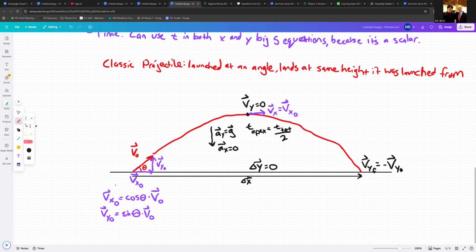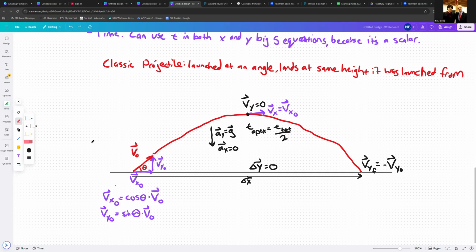Even though it went up and then came back down, displacement does not care about the path you took in between. Displacement only factors in or calculates the difference between your starting and ending position. And in the y direction, that is 0. You end in exactly the same y position that you started on the ground. Okay, this is all useful stuff.